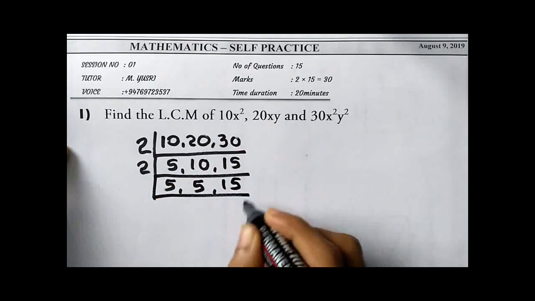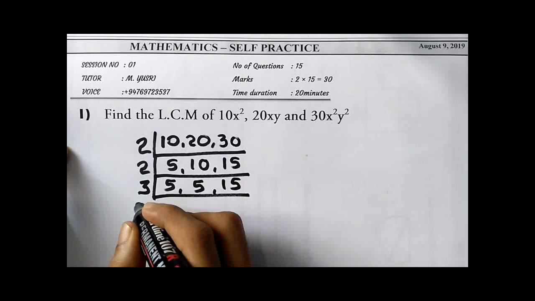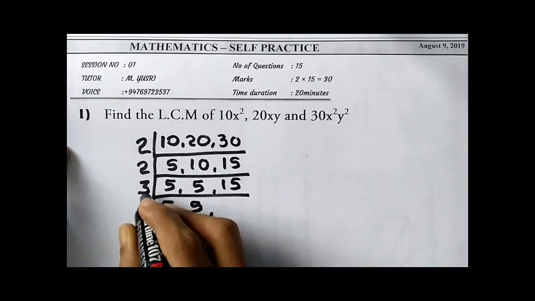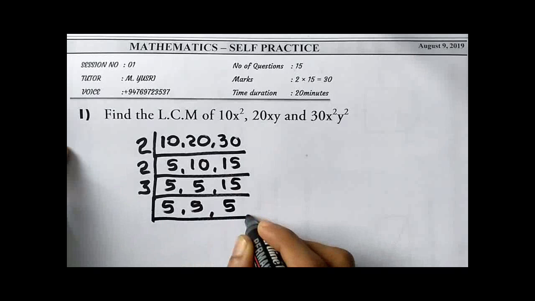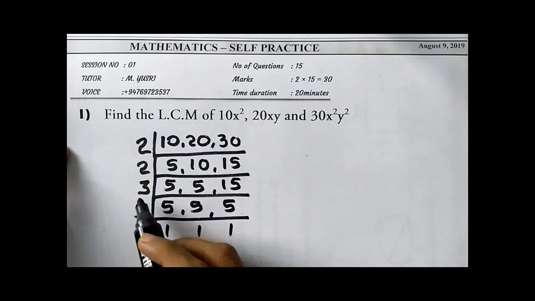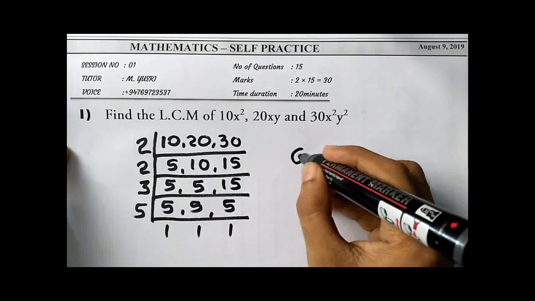Now the next prime number is 3. Can we divide either of these by 3? Yes, 15. So we'll divide this by 3. So 5, 5, and in 15 how many 3's are there? Just 5 again. So now we can divide them all by 5. 1, 1, 1. Now we'll multiply them all. 5 3's are 15, 15 2's are 30, 30 2's are 60.